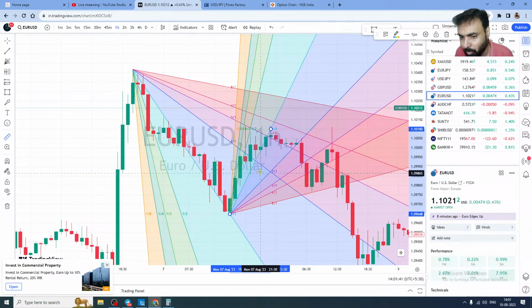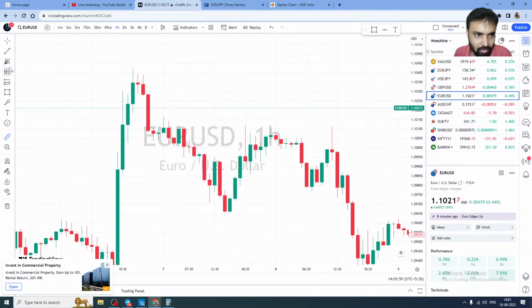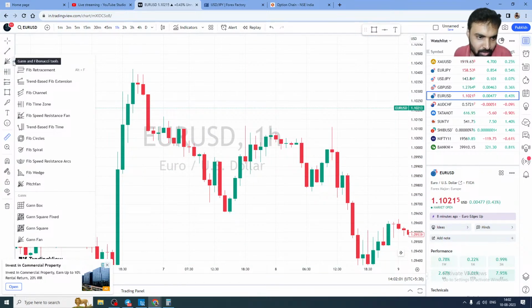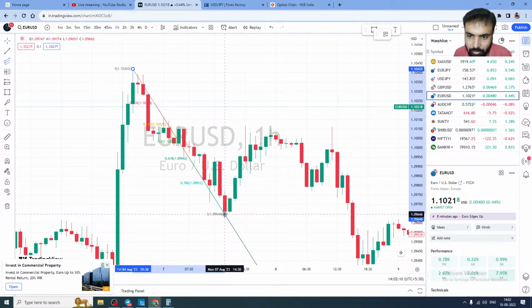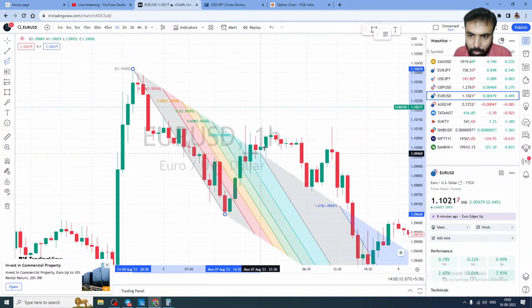From that level, you can look for buy or sell. These lines are considered as support and resistance lines. All these lines are support and resistance lines. When price reaches over there, from there it will be reacting. That is what they are trying to say using Fibonacci or Gann. Okay, so my suggestion here is you can use Fibonacci time zone, or this is the thing you can use. Fibonacci channel also you can use, like from here to here and from here to here.